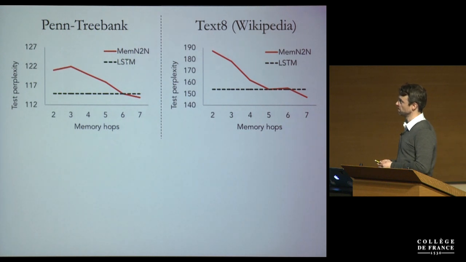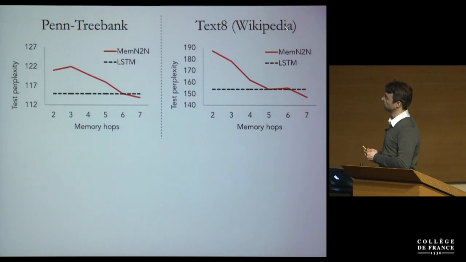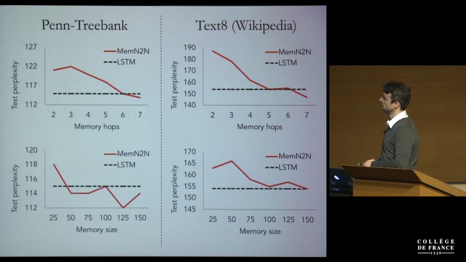So you can see that the memory network does comparably well. This is a harder, bigger language modeling data set. So the perplexity is a bit higher in absolute terms, but you can see that the memory network does roughly at least as well as the LSTM.